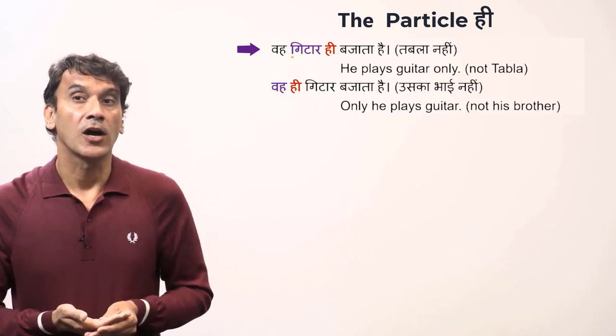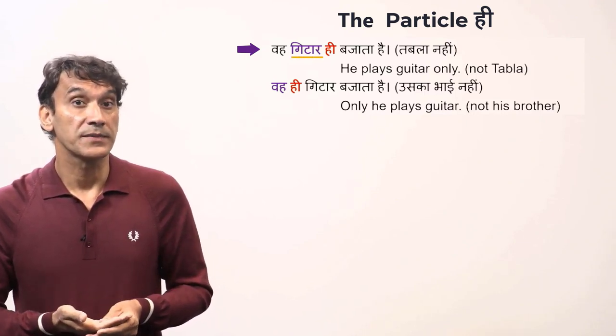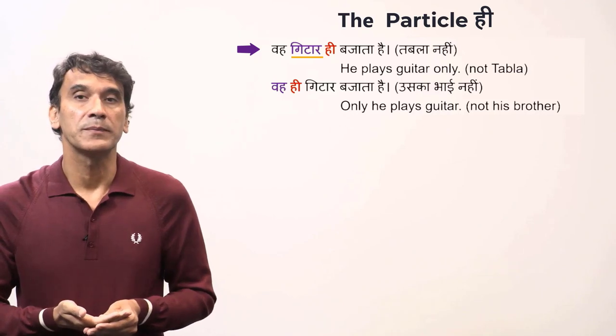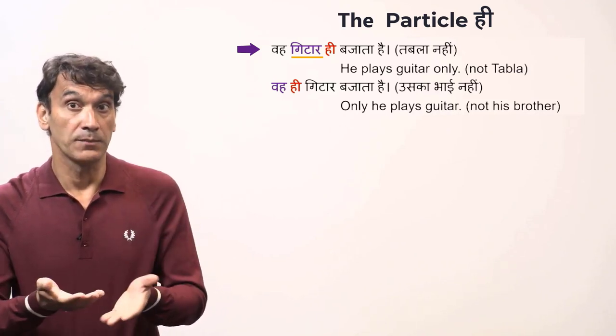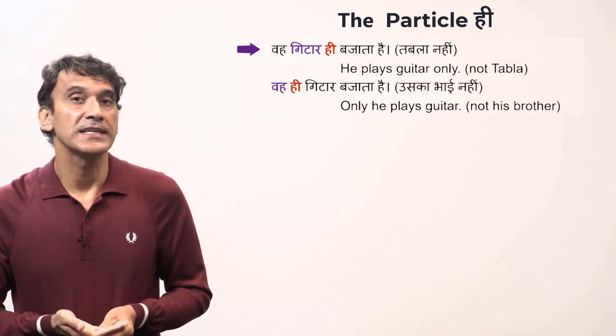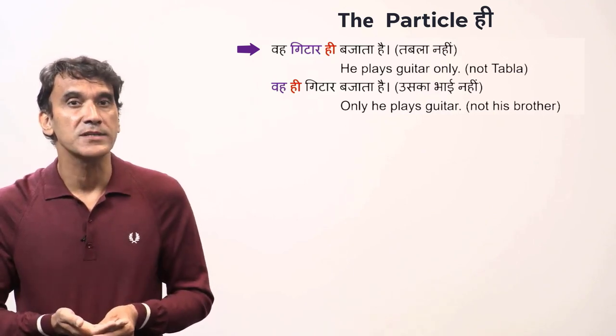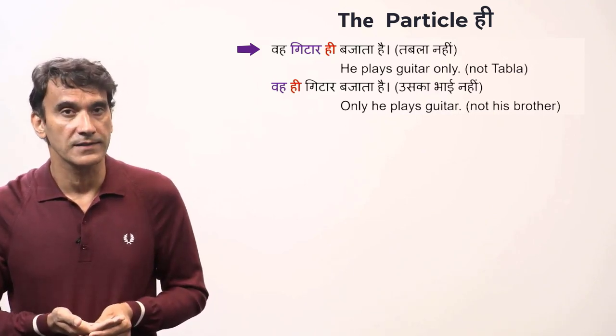Here, the emphasis is on guitar in contrast to something else. That something could be part of the context and not expressed in the sentence, which could be tabla here. Keep in mind, "hi" is not free to move around. It comes only after the word that is emphasized.